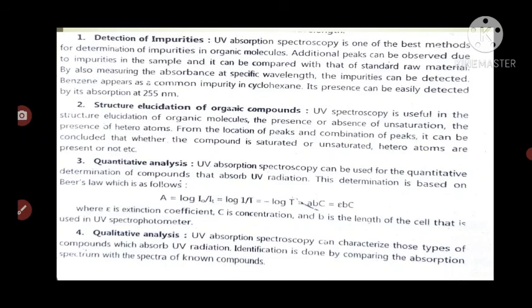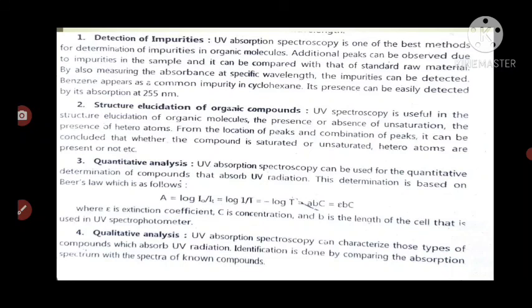Now the second main point is the structure elucidation of organic compounds. UV spectroscopy is useful in the structure elucidation of organic molecules, that is the presence or absence of unsaturation and the presence of heteroatoms, from the location of peaks and the combination of peaks. It can be concluded whether the compound is saturated or unsaturated, and whether heteroatoms are present or not.